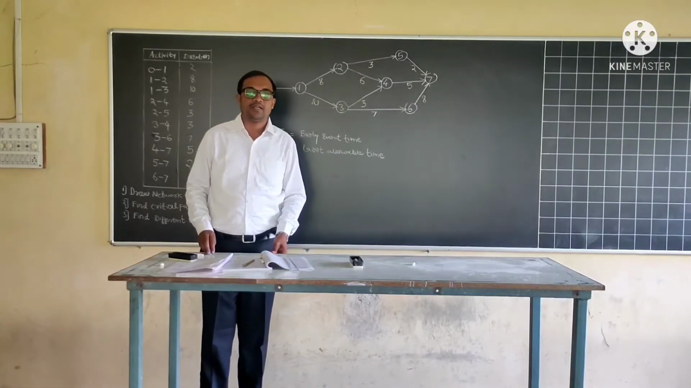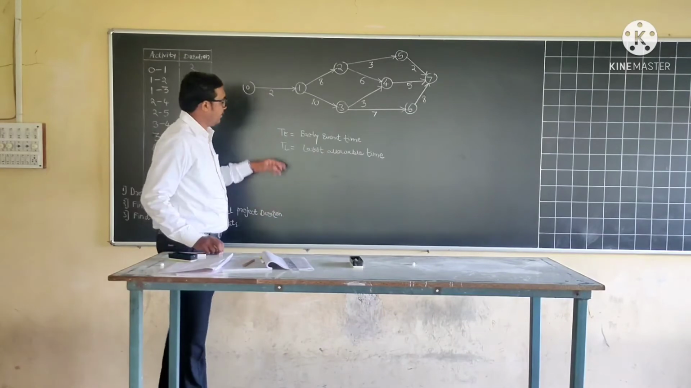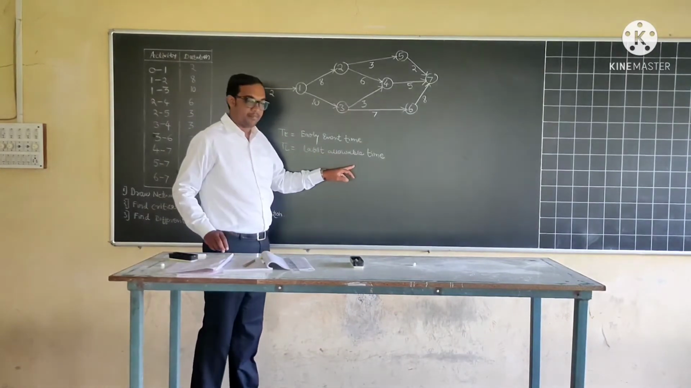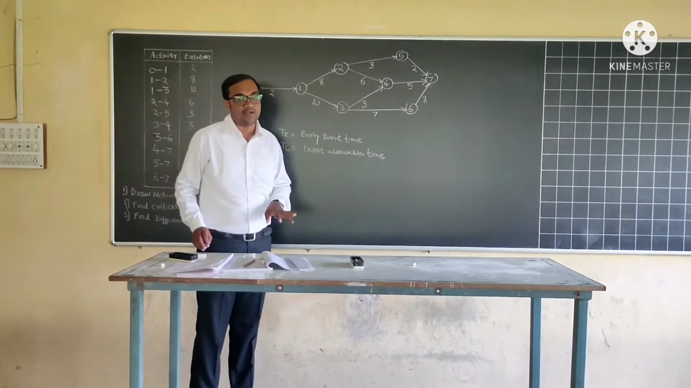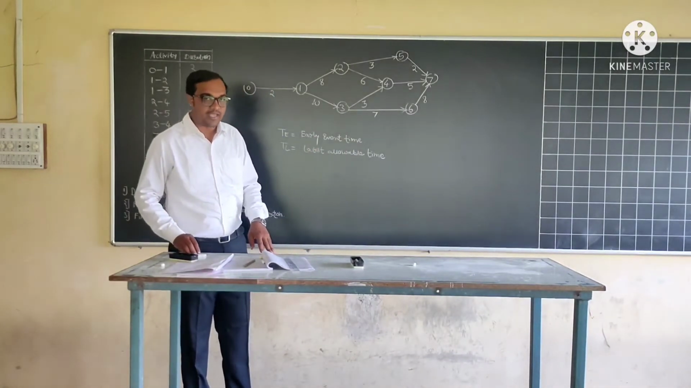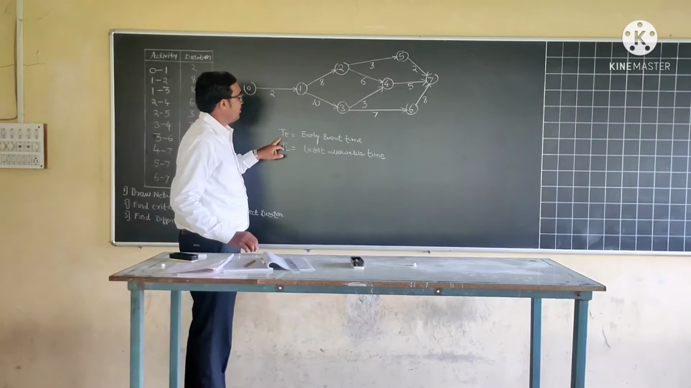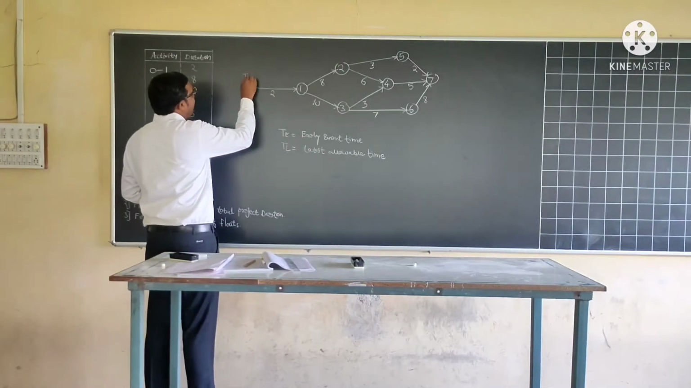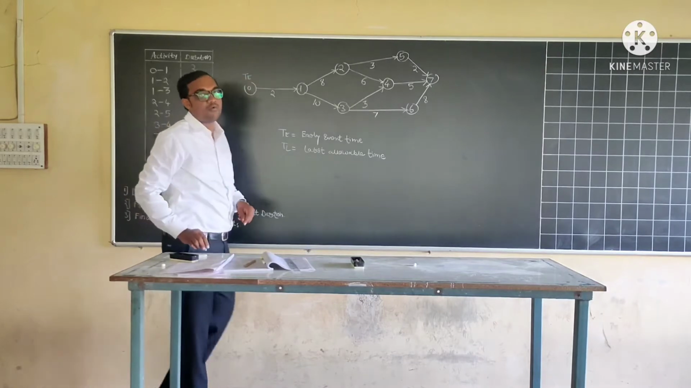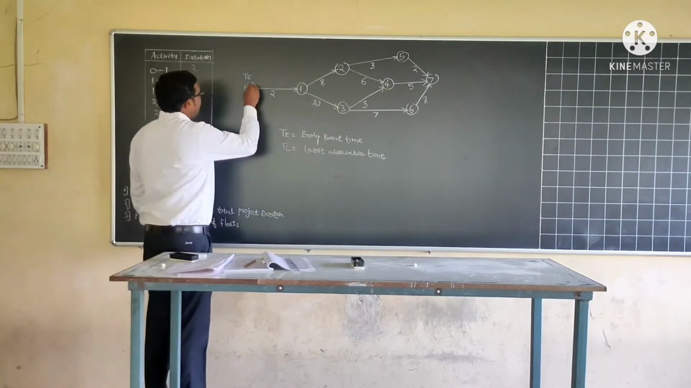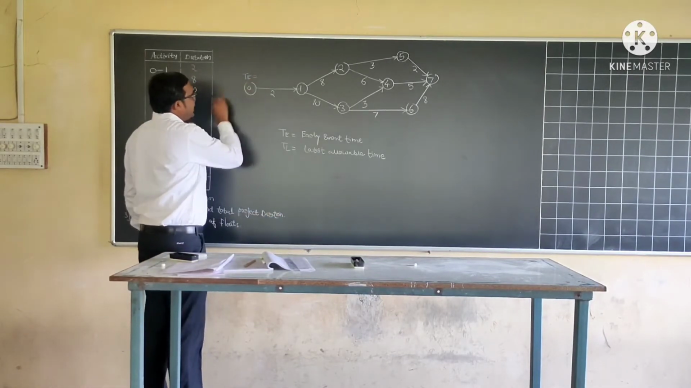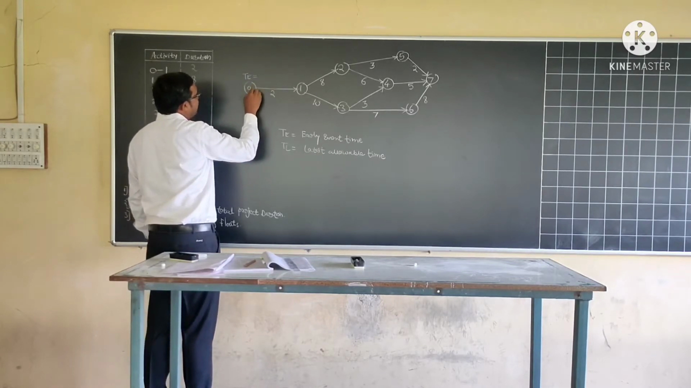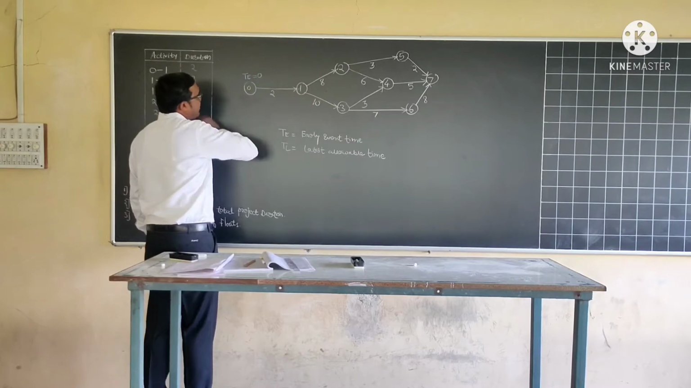Now we will calculate the values of TE and TL. TE means early event time and TL latest allowable time. These values we have already calculated in the previous video, but again we have to calculate them. Let us start with the calculation of early event time with the help of the forward pass method. At the first event, early event time is 0th day, therefore TE is 0.